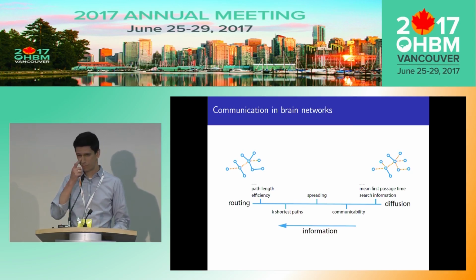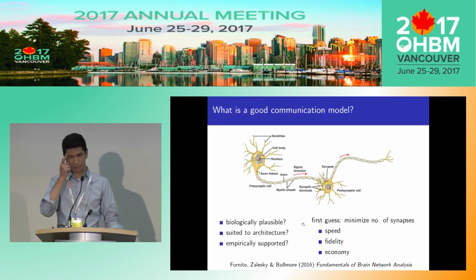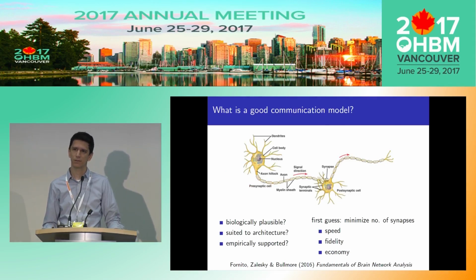And what I'll show you today is that really this spectrum is one of information. At the end where we have diffusion, we're assuming that we're imparting no information on the signal or on the network, and the process can be thought of as random. At the other end, we need to provide a lot of information to the network in order to perform this function.